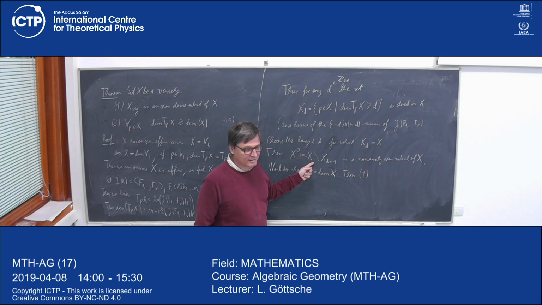Because if we have a point, it is not in x_{d+1}. Yeah, and so being in x_{d+1} means the tangent space dimension is greater than d. Therefore, the tangent space dimension is less than or equal to d. Yeah, the dimension, that's true. Okay, that's all that we know.